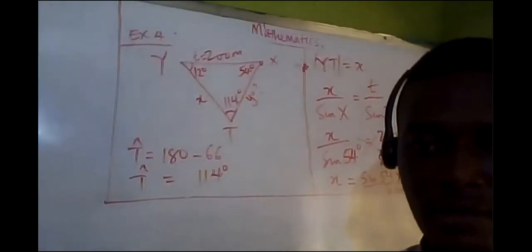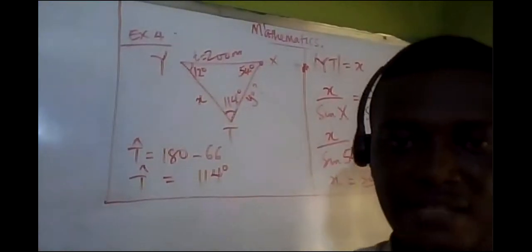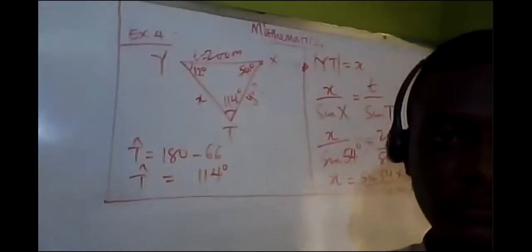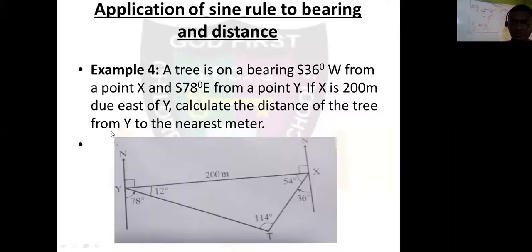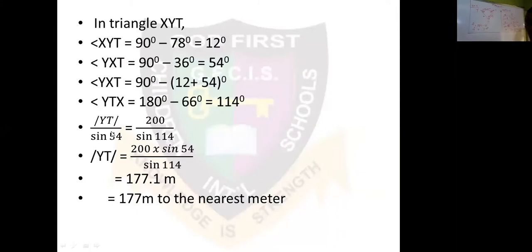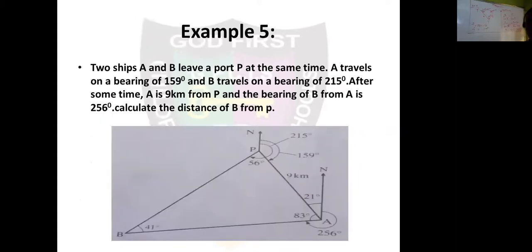Let's go back to our slide and see the answer there. So we are going to get 177.1 meter. So going to the last question. Two ships, A and B, leave a port at the same time. A travels on a bearing of this, and so on and so forth. So let's interpret.